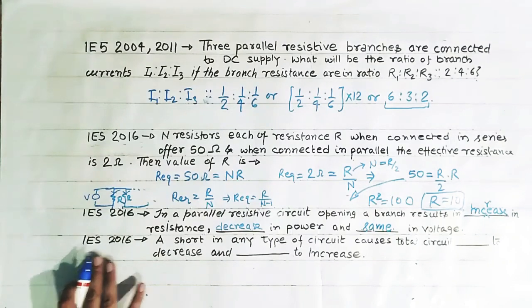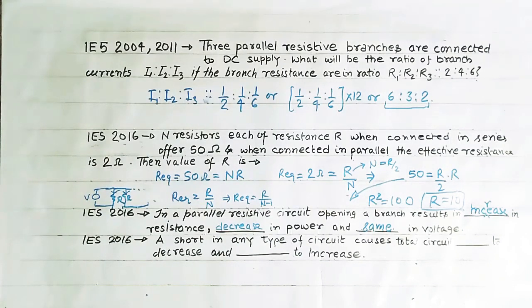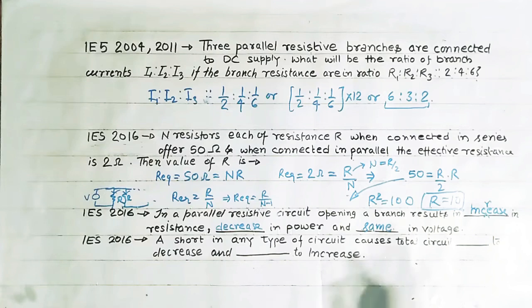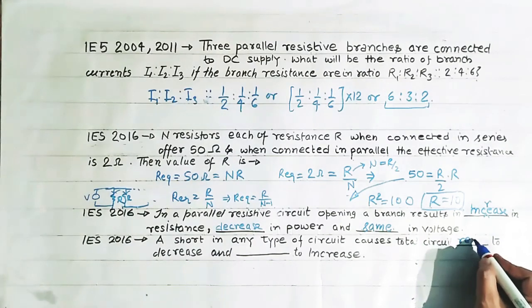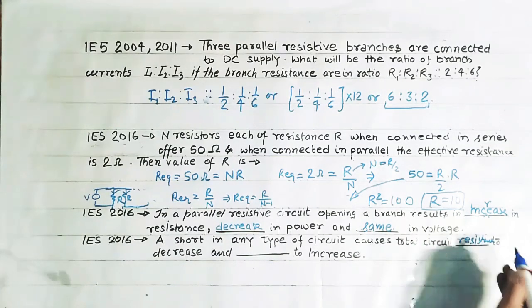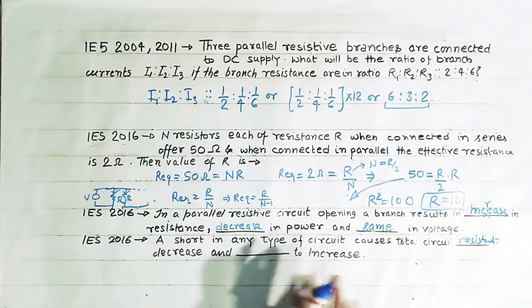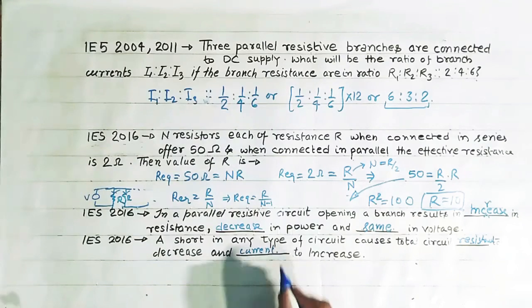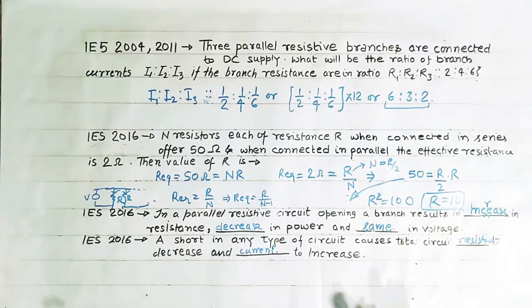Now see this question that has been asked in ES 2016. A short circuit in any type of circuit causes the total circuit resistance to decrease and current to increase. We know that whenever there is a short circuit, resistance decreases and the current is very high. Short circuit current is very high. That's why current will increase and resistance will decrease.